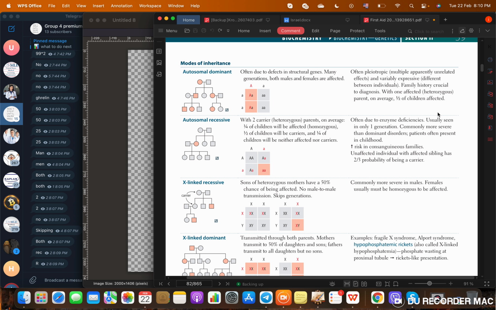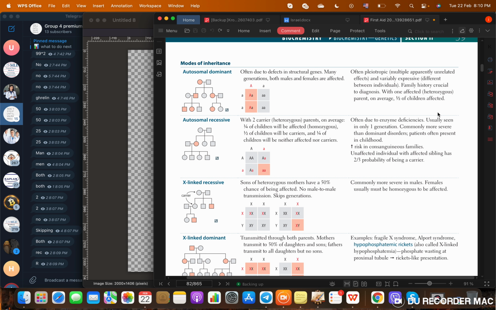Okay, so they write, often due to enzymatic deficiency, usually seen in only one generation, commonly more severe than dominant disorder. Patients often present in childhood. Increased risk in a consanguineous family. What is this? Sanguineous in Latin means blood. So it's in families that have a lot of mixing of blood, like cousins marrying each other, for example.